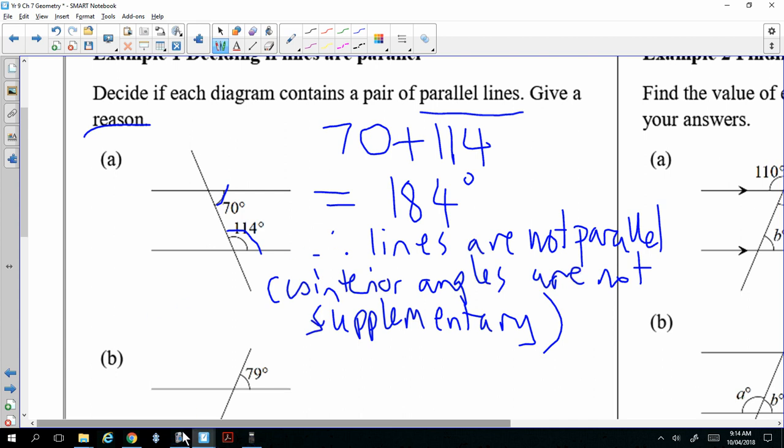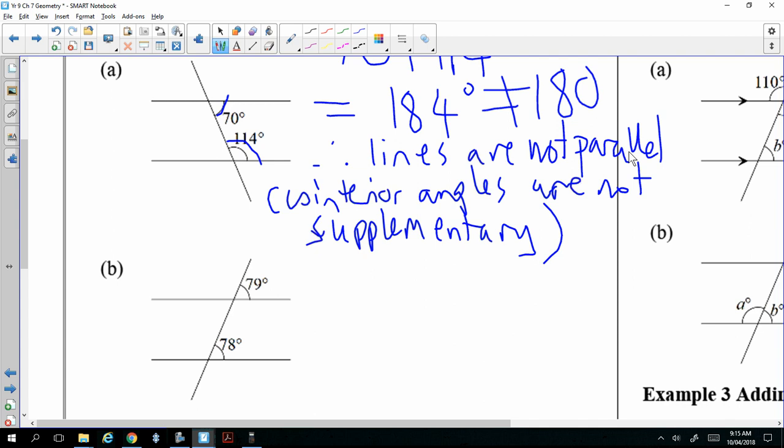Next question, are they parallel? Why not? Why are they not exactly the same makes them not parallel? No, not that. Yes, you have to use the word corresponding. So you say corresponding angles are not equal. You have to use this keyword, corresponding angles are not equal.